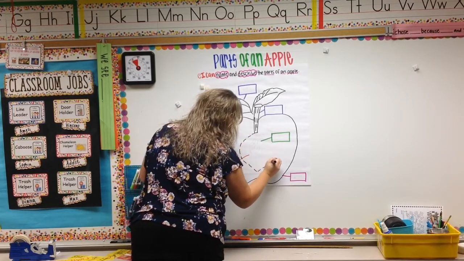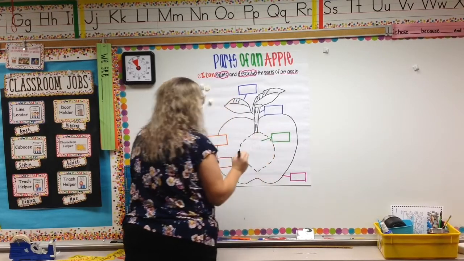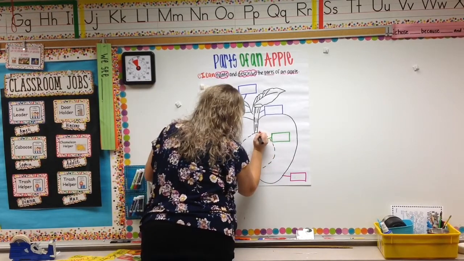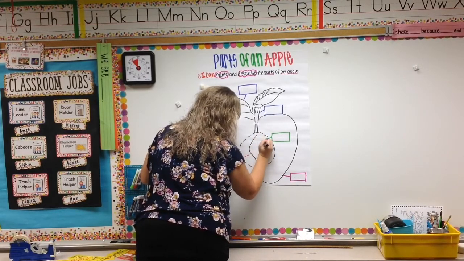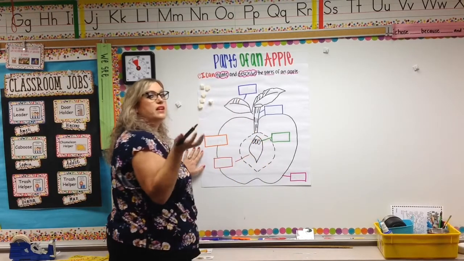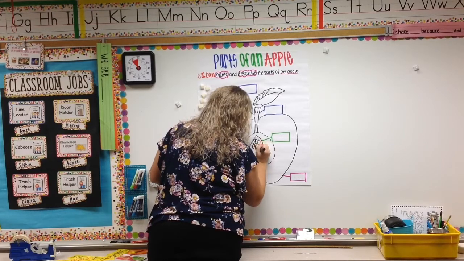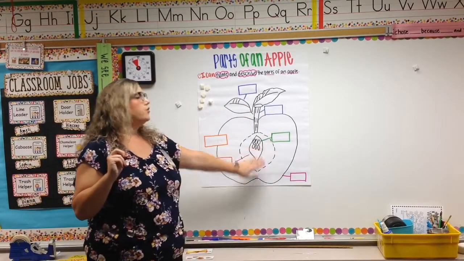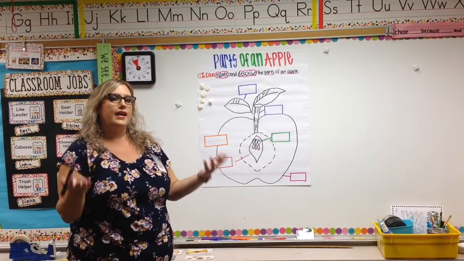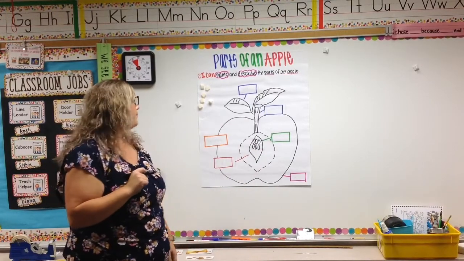The core of the apple contains the apple seeds. Apple seeds are right here in this seed pod. There's usually between 3 to 5. Some apples can even have 6 seeds in them, the bigger ones. And then you can plant the seeds and it will grow into a tree that will someday produce apples.